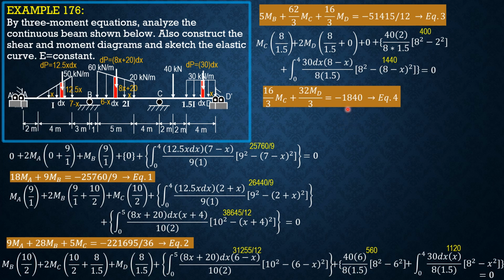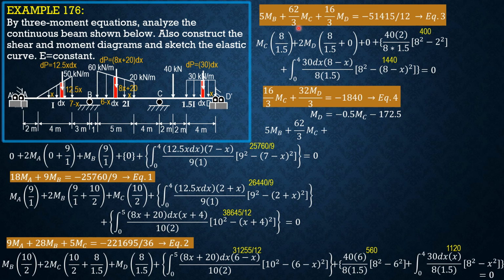If your calculator is capable of solving 4 simultaneous linear equations, then do it, for Canon calculators. But my calculator is only up to 3 simultaneous linear equations. So I'll express moment at D in terms of moment at C. So moment at D is negative 0.5 of MC minus 172.5. I then substitute this MD into equation 3.